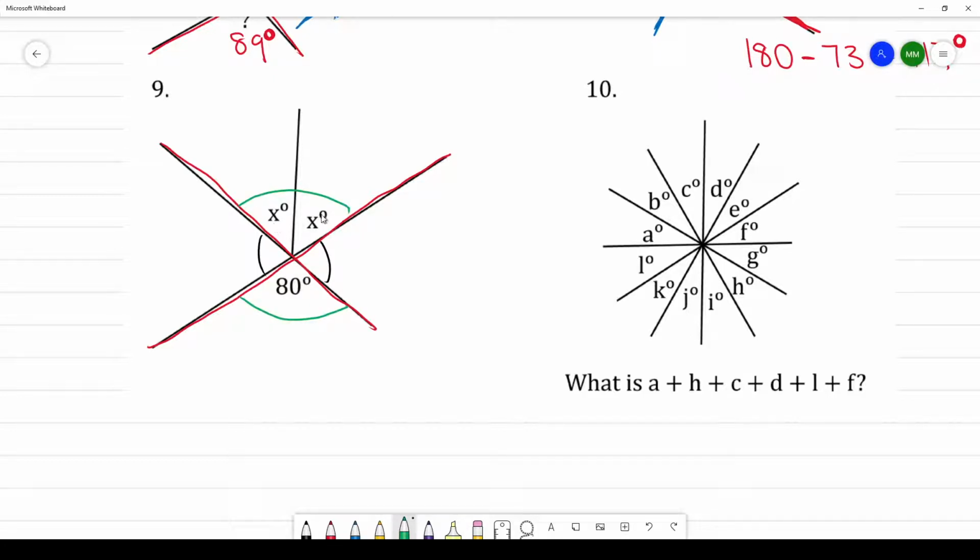So we know that 2x is equal to 80, because this is by definition vertical angles. These two angles are equal. And this angle is x plus x, formed by x plus x. So this is 2x over here, equal to 80. So x is simply 40 degrees.